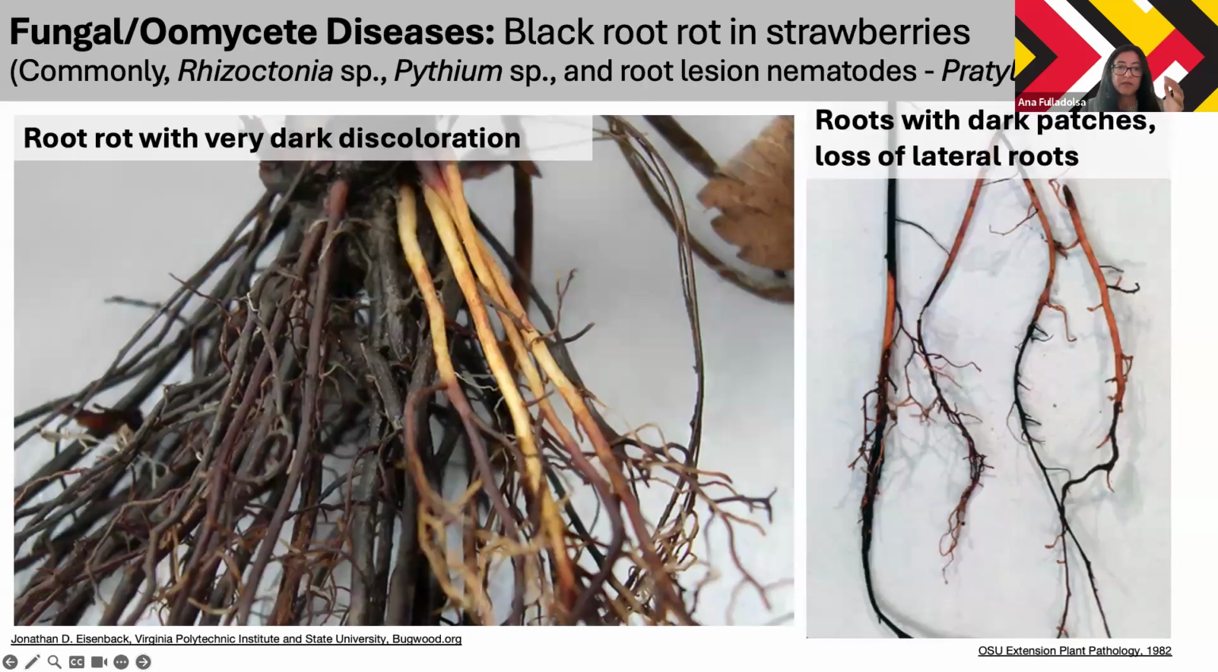So next I want to go over black root rot in strawberries. This is caused by a complex, just like damping off, of different pathogens. There are fewer. And most of the time, or at least here in Maryland, I've found Rhizoctonia and Pythium to be involved, but there are other fungi, mostly fungi, that can be associated with black root rot.